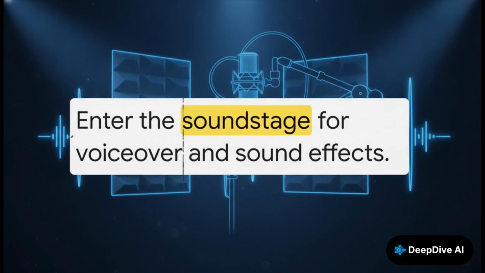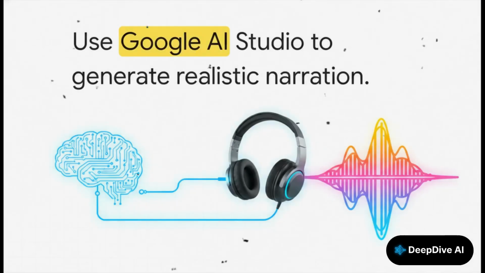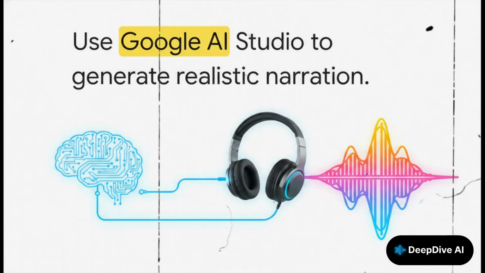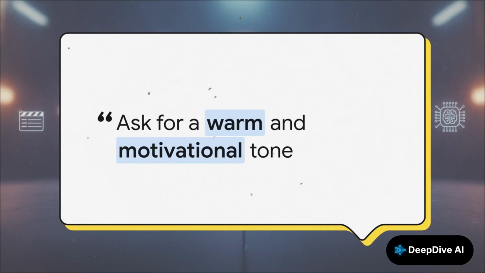All right, moving on to phase 4, voiceover and sound. Welcome to the sound stage. We're using Google AI Studio's Gemini Flash Preview. It generates incredibly realistic, high-quality narration. You can give it specific style instructions, like warm and motivational tone, to direct the performance.